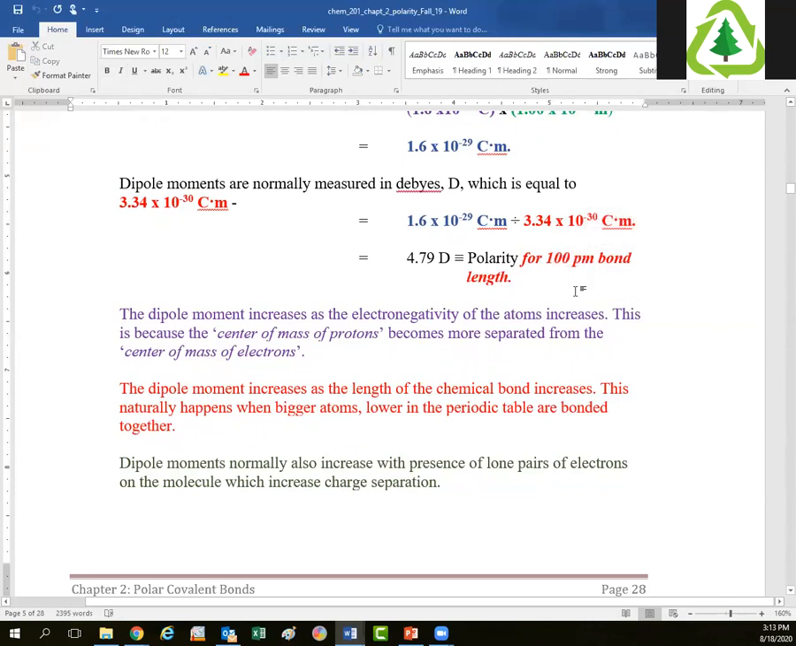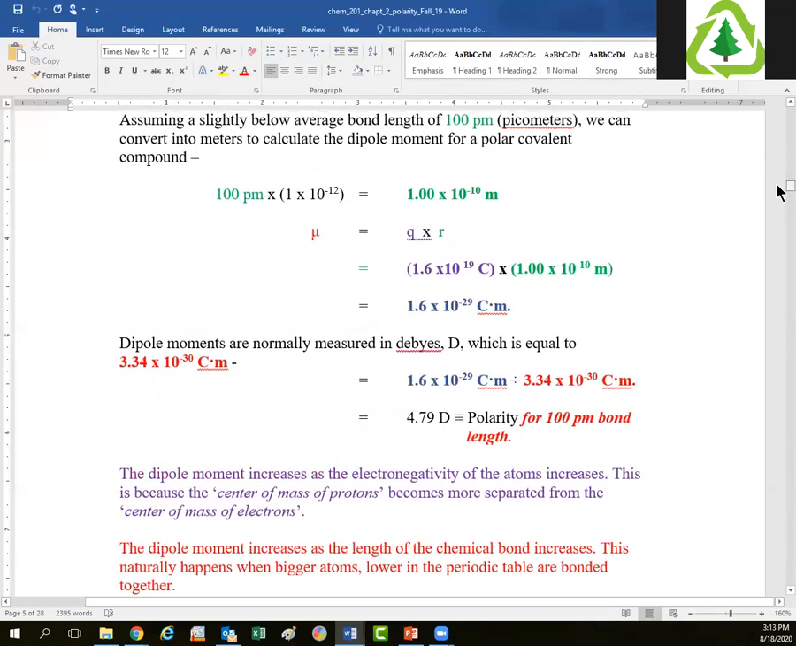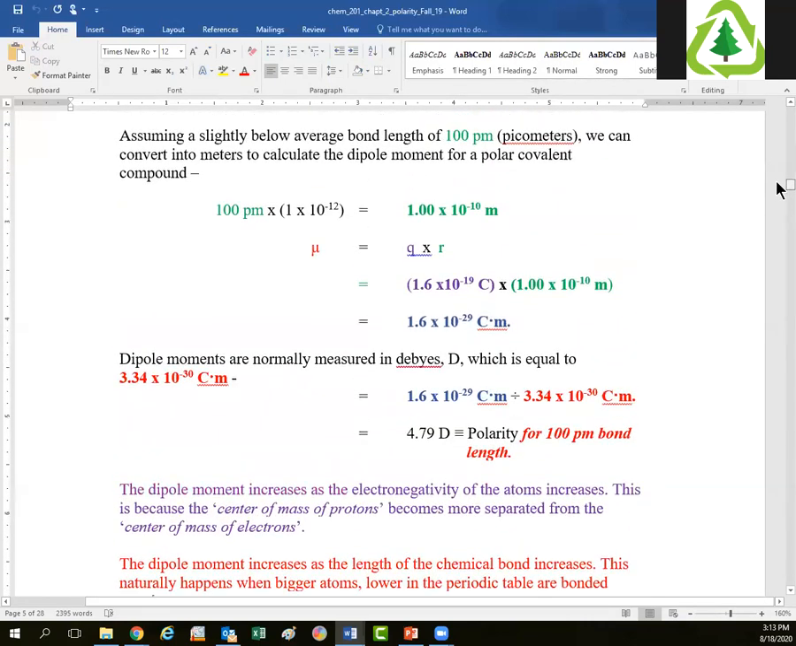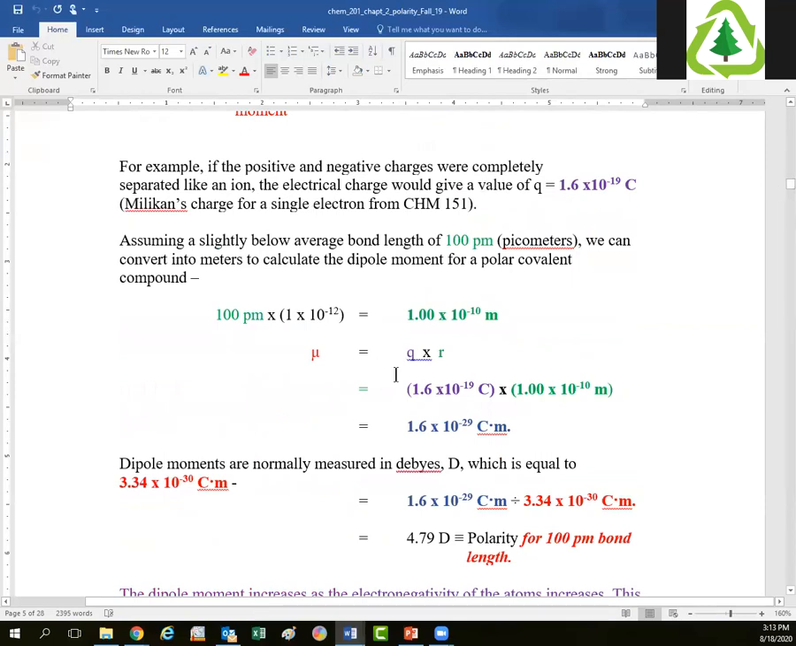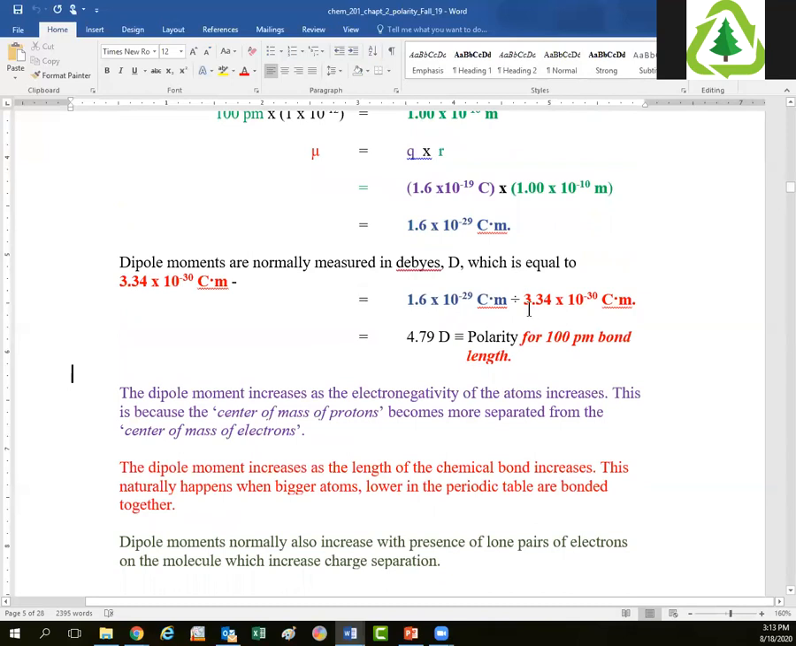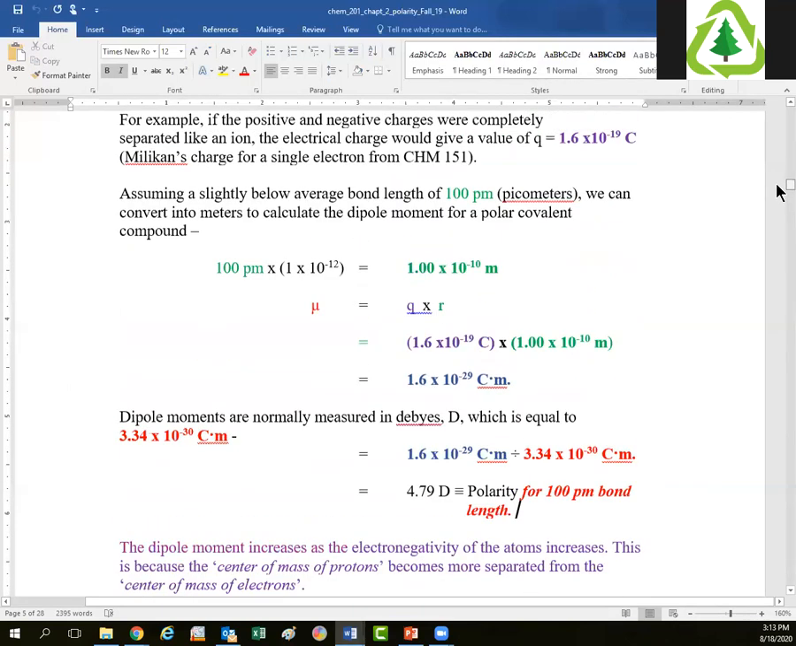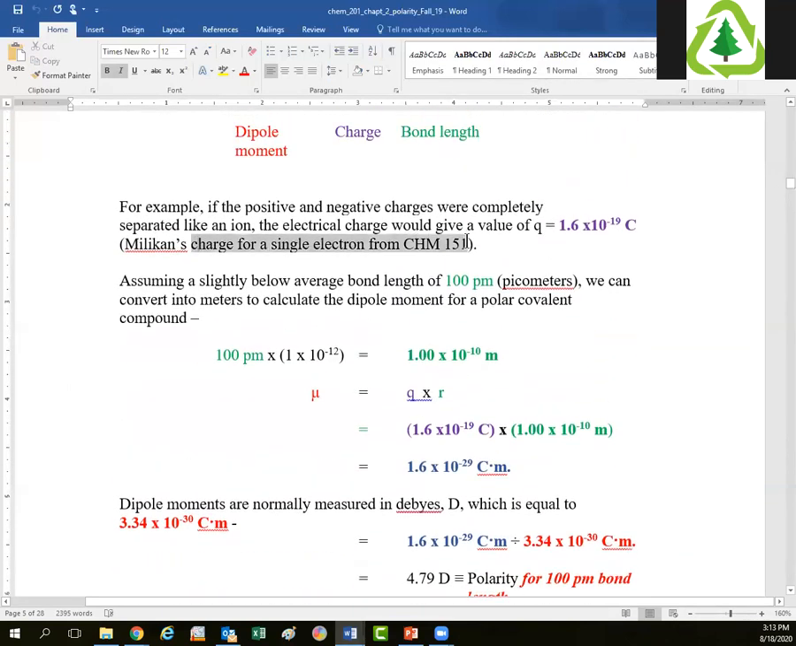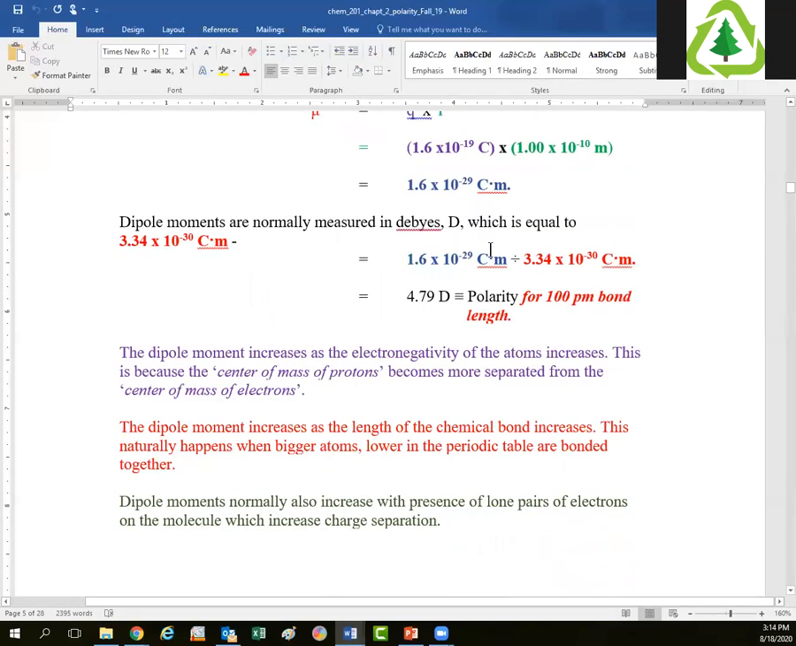When we come up to the first homework assignment, which we're almost ready for, we'll talk about the first homework assignment tomorrow. And if you have a calculation like this, you can follow this format. And the only new information you'll use each time is the bond length. We'll always assume Millikan's separation of charge, a value of 1.6 times 10 to the negative 19 coulombs. And all the rest is just following this formatting.